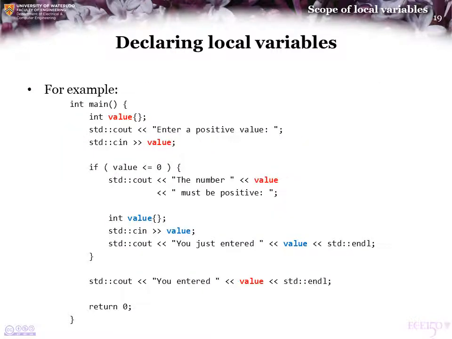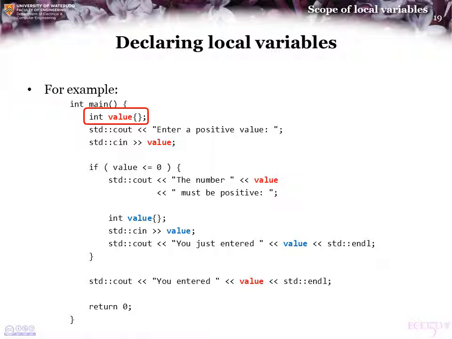Okay, now, as an example of a common mistake that I have seen, here we see the identifier value being used twice as a local variable. First, immediately in the main function, value is declared to be a local variable of type int. So then, we query the user for a value, and we call console input to store that value entered by the user in this local variable.